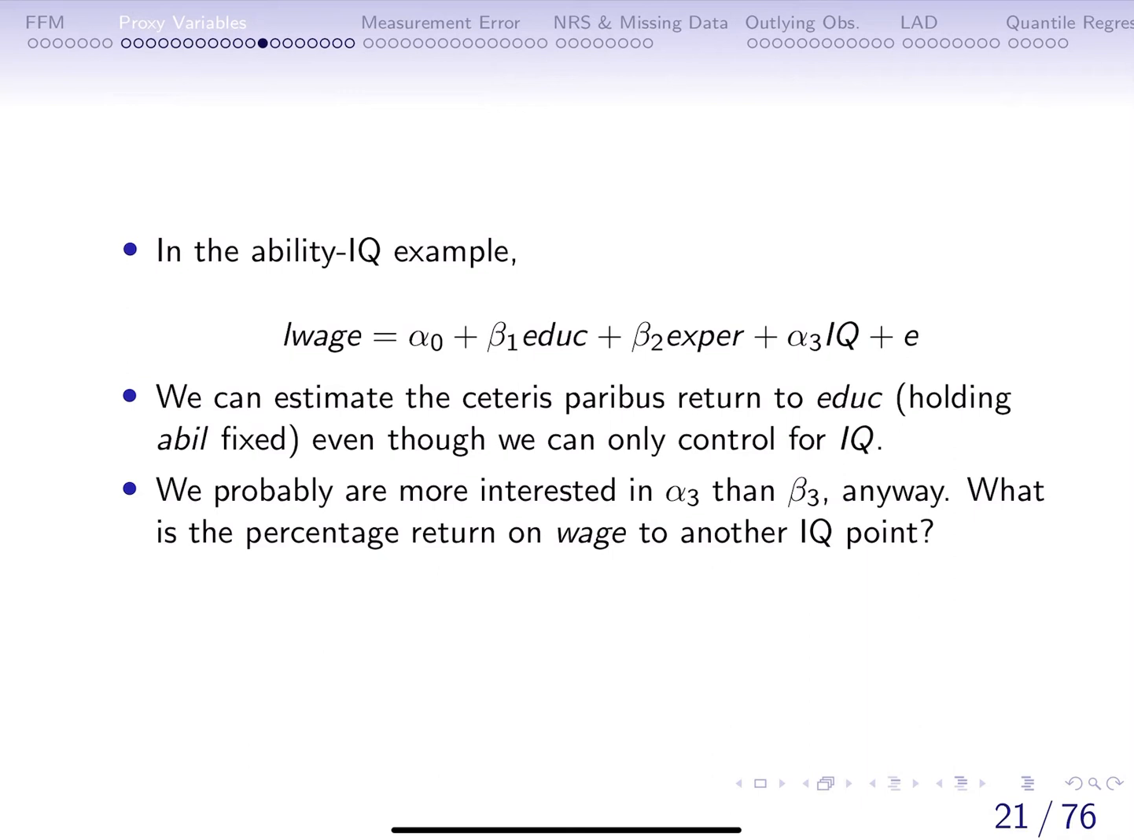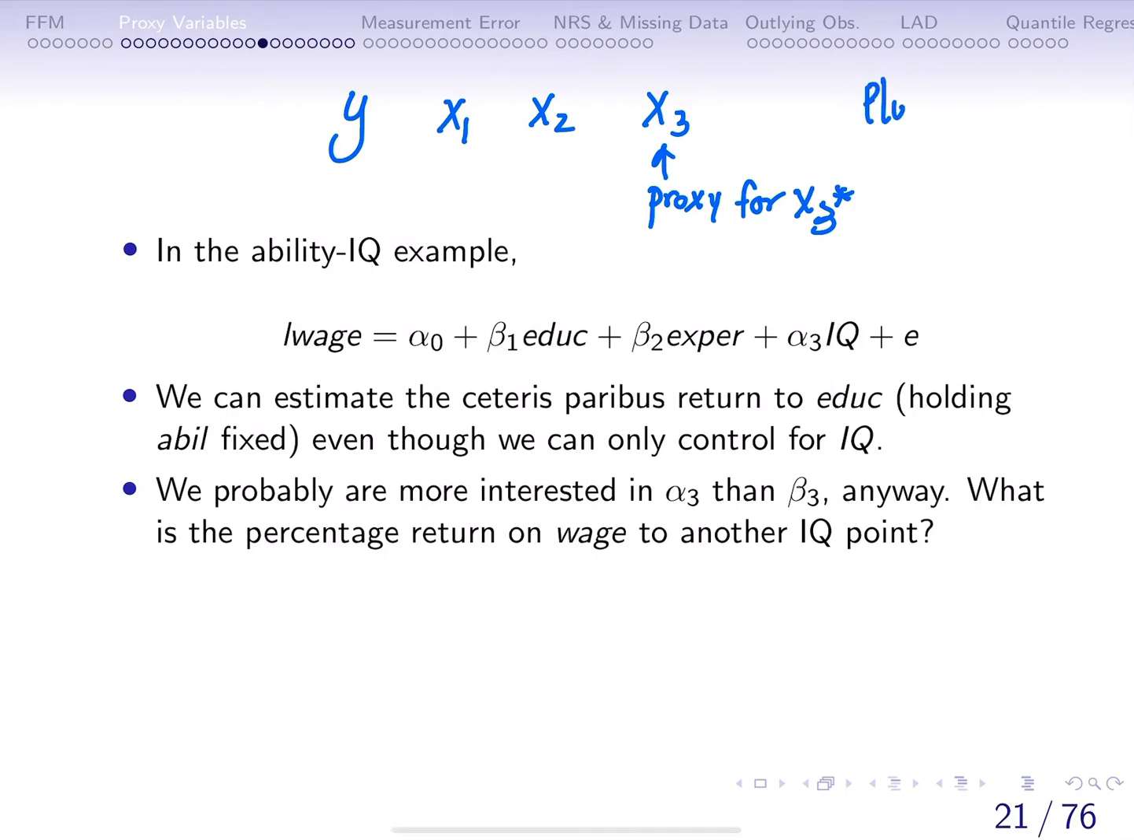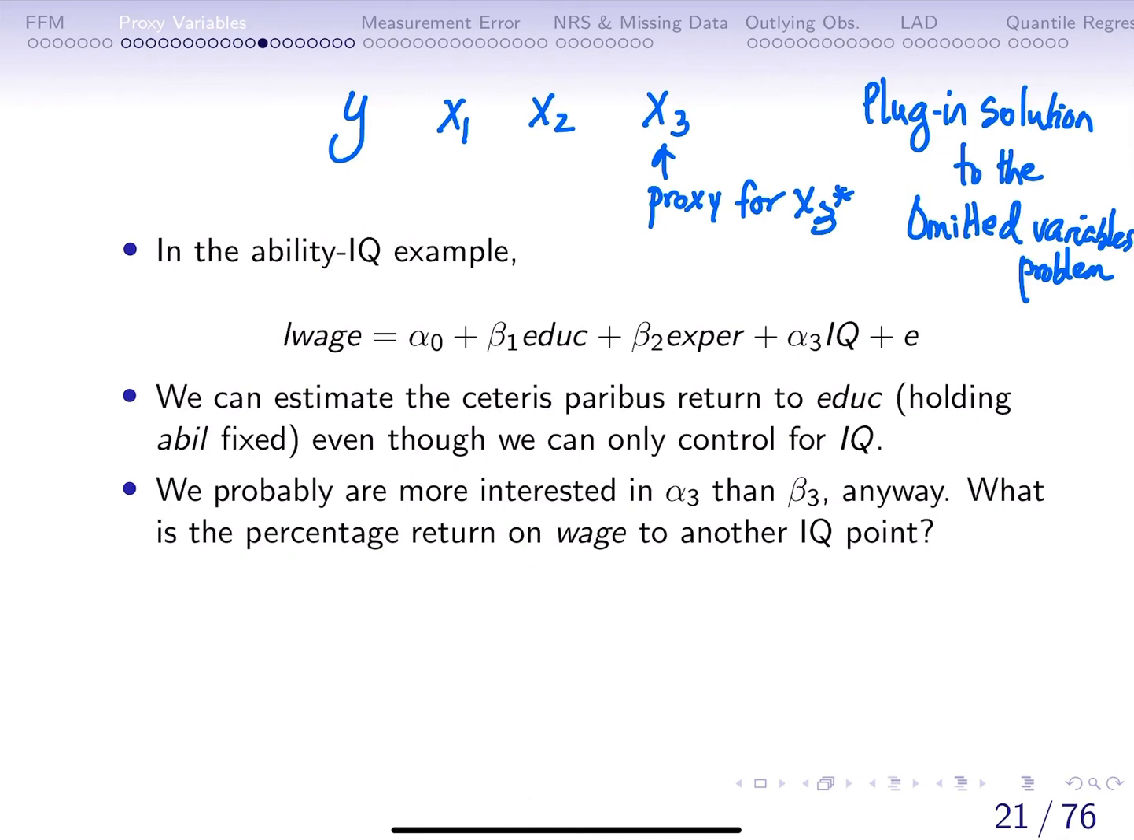So what we've seen so far, when we are regressing y on x1, x2, and x3, where x3 is just the proxy for x3 star, is called a plug-in solution to the omitted variables problem that we encounter. And we actually encounter this more frequently than not. Basically, we're pretending that x3 star and x3 are pretty much the same in this plug-in solution, so that we can get some unbiased and consistent estimates for beta 1 and beta 2.